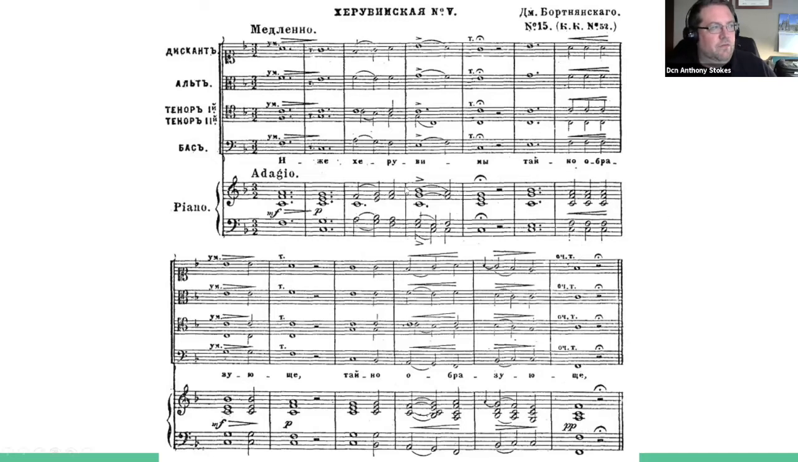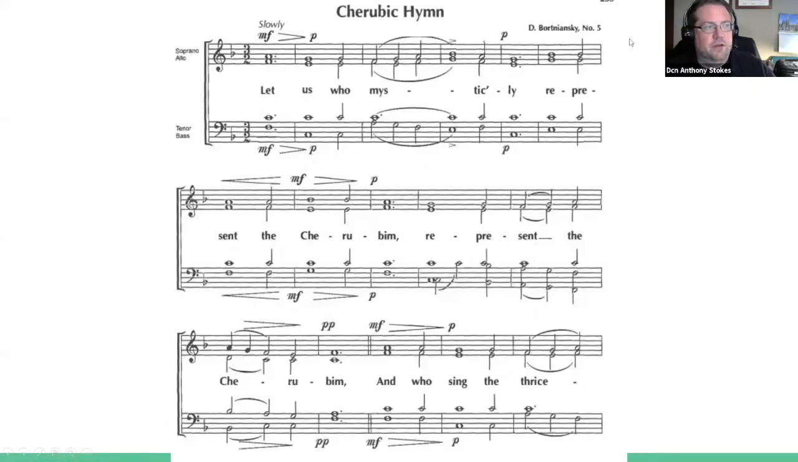So if you're looking at the Slavonic text, "we the cherubim mystically representing" is the order that it's in, and the dynamics are over certain words which are not the words that they are in the English version, but the dynamics are in the same place. So we're emphasizing words that Bortnyansky didn't mean to emphasize, because he knew what he was doing when he set the emphasis on specific words for the theological meaning of these texts, or at least we hope that he did.